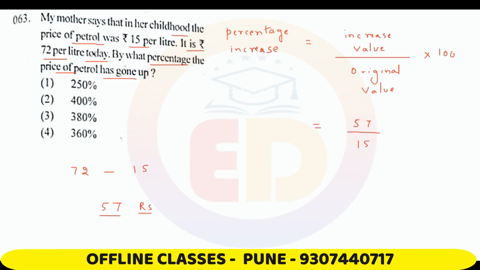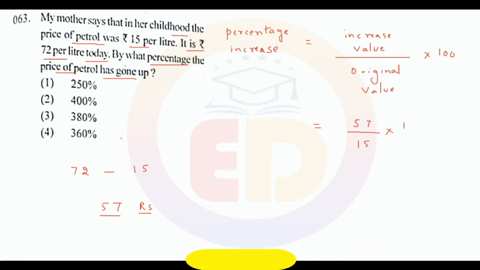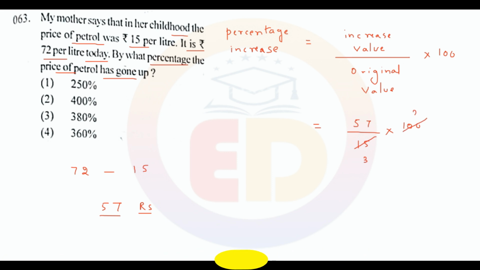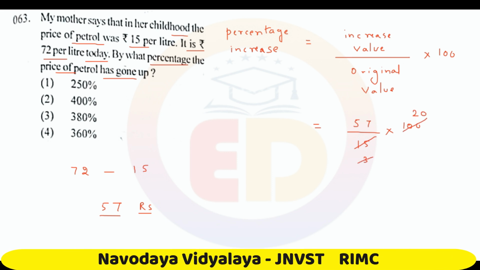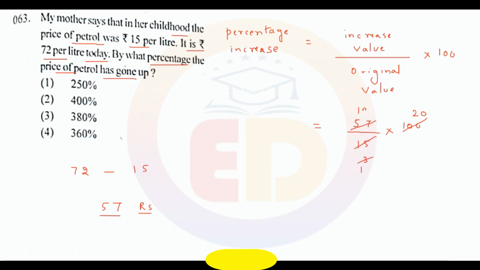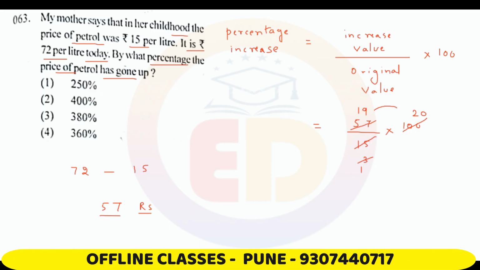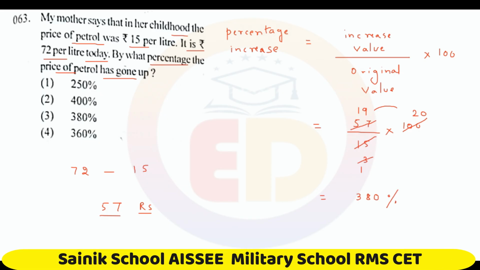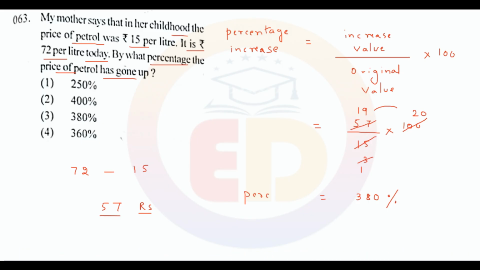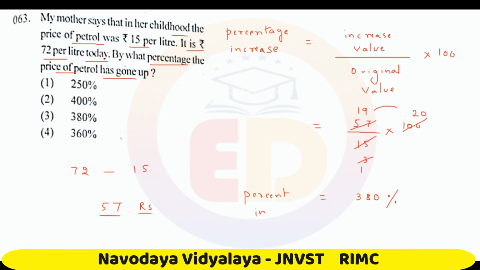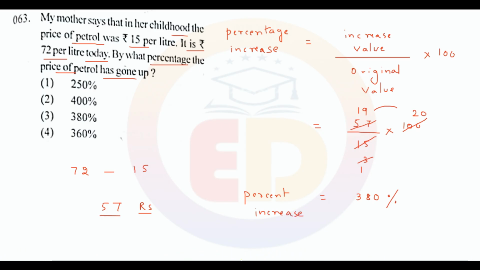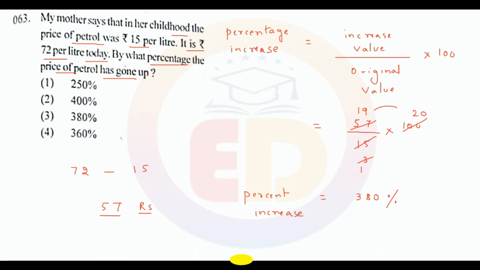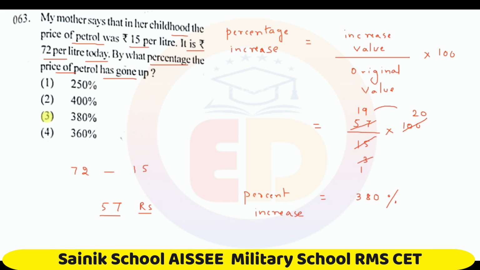So the numerator is 57, the denominator is 15, multiplied by 100. Cancel by 5: 3 fives are 15, 5 twenties are 100. Cancel 57 and 3: 3 ones are 3, 3 nineteens are 57. Multiply the numerator values 19 and 20, the answer is 380%. So the percent increase is 380%. A very simple question, again repeated from the class practice sheet. The answer is the third option.